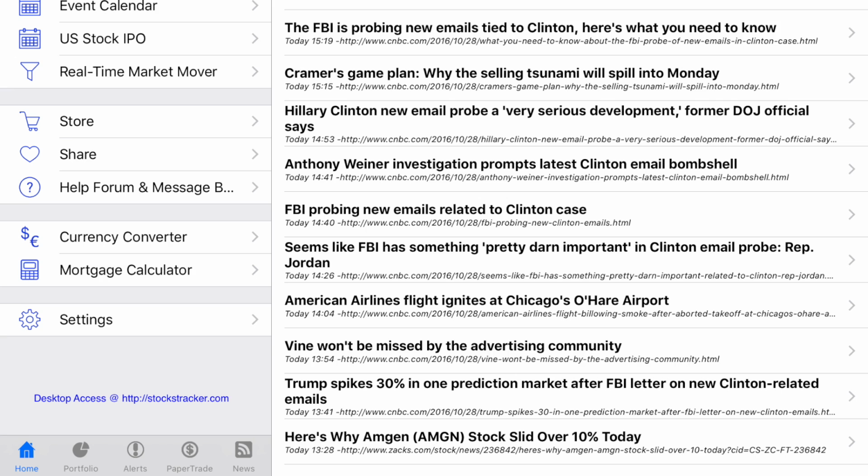Now, this is more toward the bottom, so we're looking at the left-hand side now. Remember, we left off with the real-time market mover. So there's this little store where you can buy things. I never click on that link. You can share things from there, help forum and message board, where if you need help understanding the site even more, you can click on that. Then there's something cool underneath that.